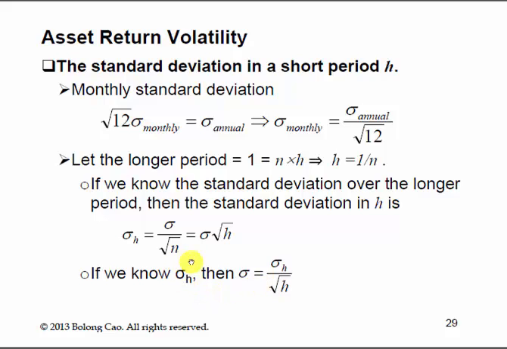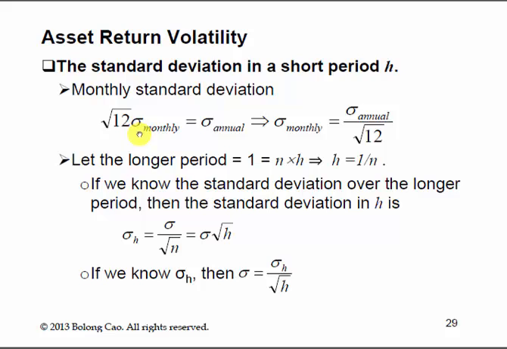If you know the short period standard deviation sigma h, then the whole period standard deviation is sigma h divided by the square root of h. Again, the square root of h is 1 over the square root of 12, so it's actually sigma h, the shorter period standard deviation, times the square root of 12. It's actually the big number here, the square root of 12.